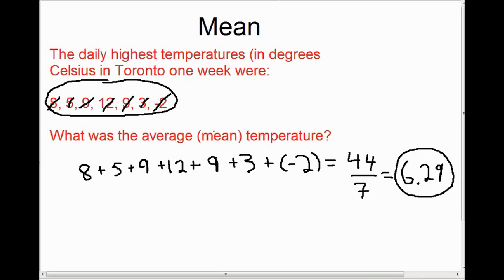I mean, we had one really high one here, which was 12, which was pulling the average up quite a bit, but then we had this really low -2, which pulled it down. In the middle, the mathematical middle of all of these values is 6.29, and we get that by adding them all together and dividing by how many there are.